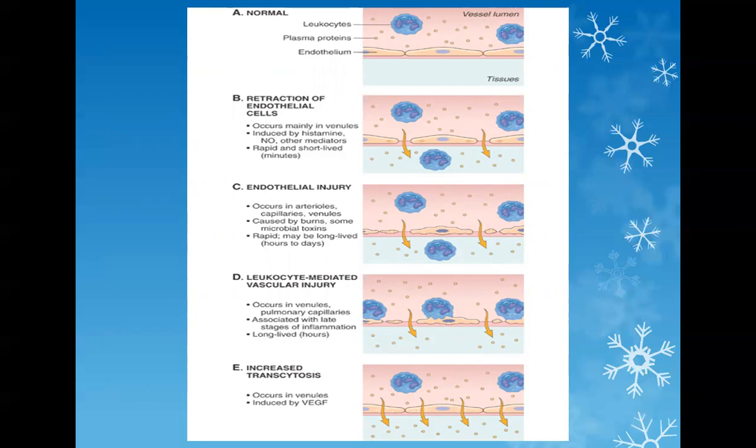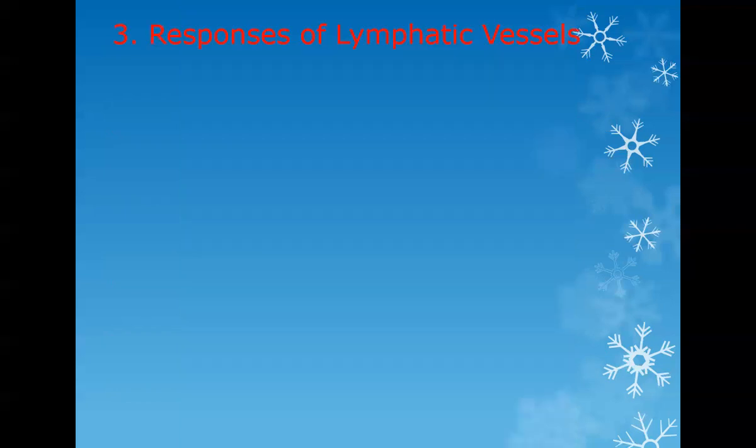Then we have these neutrophils. When they attach to the endothelial cell itself, they damage the endothelial cells, which increases permeability. And the last one is basically VEGF, which causes transcytosis. It creates holes in the endothelial cell, and it allows fluid to go out. So these are the 4 or 5 processes.